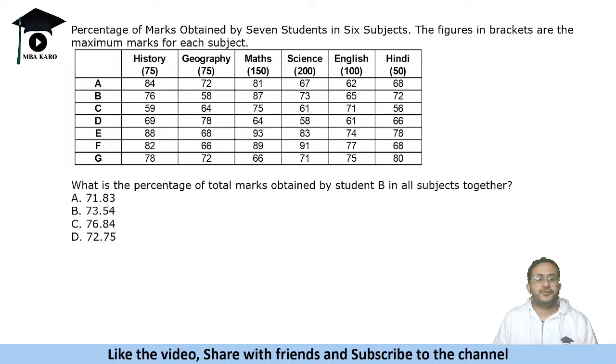What is the percentage of total marks obtained by student B in all subjects together? So we need to find his total marks.